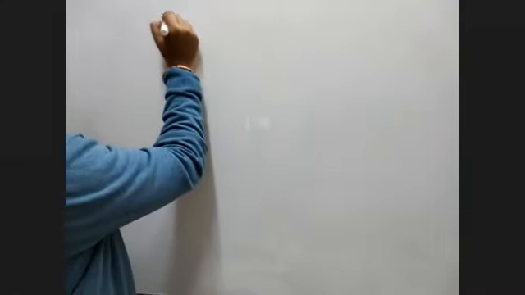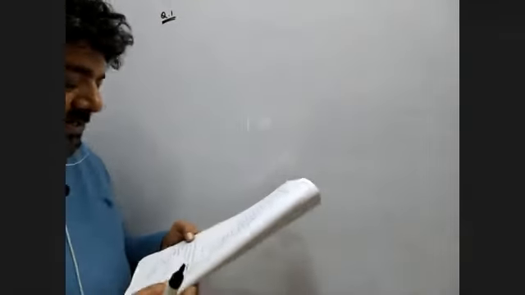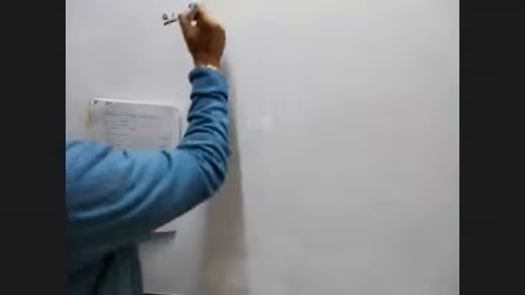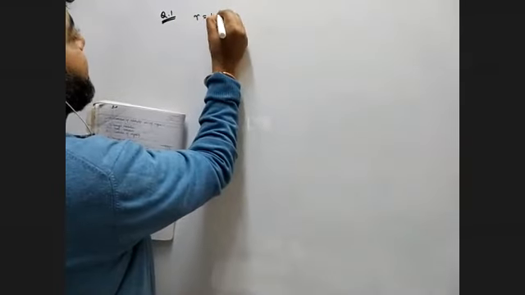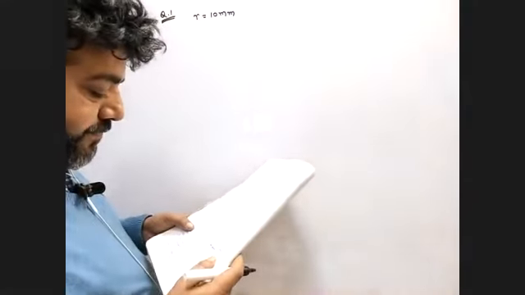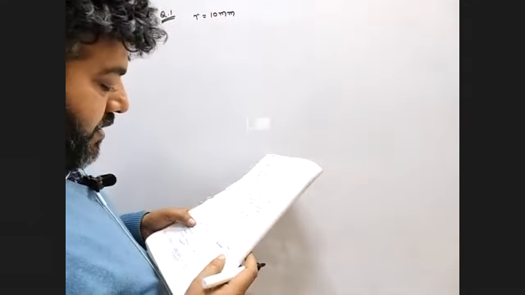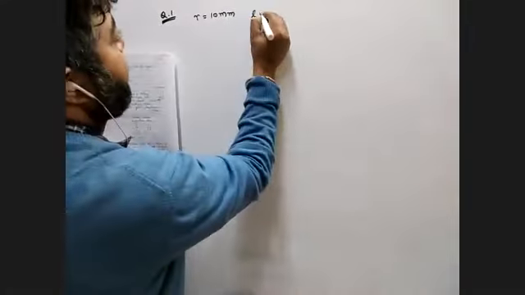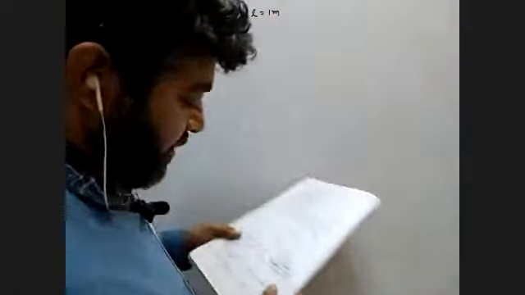I'll start with the question first. My first question is, a steel rod has a radius of 10 millimeter and a length of 1 meter.